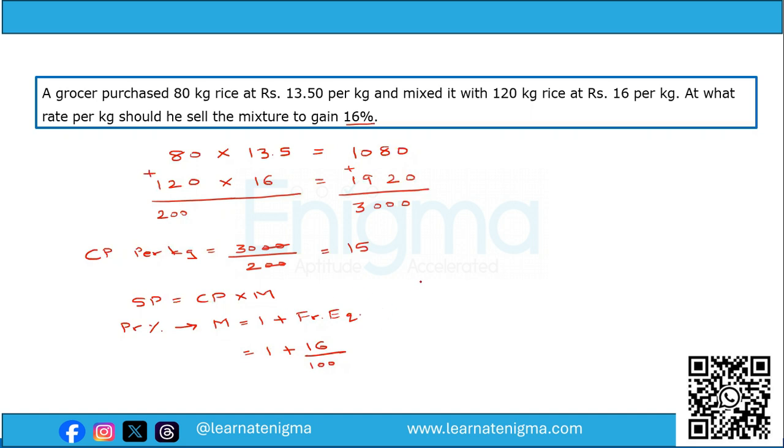So if we solve this, selling price per kg becomes cost price, that is 15, multiplied by 116 upon 100. So if we solve this, our answer comes out to be 17.4. So that is the selling price per kg at which we will gain a profit of 16%.